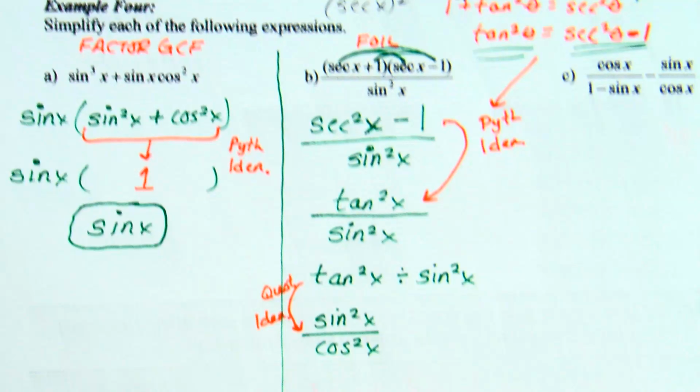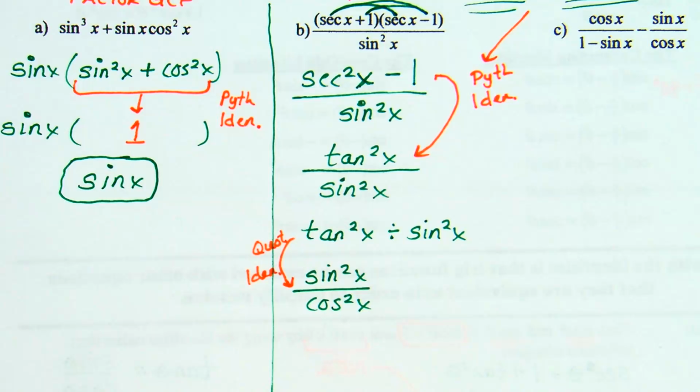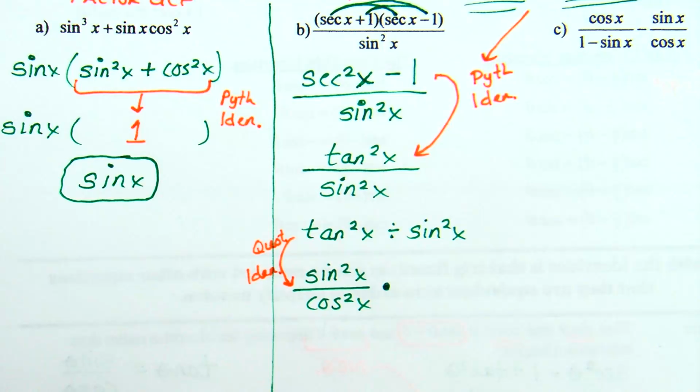Not quite there, but yes. Okay, so tangent squared x, because tangent is sine over cosine, then tangent squared is sine squared over cosine squared. How do we divide when we get fractions involved? Yeah, you flip that second fraction. Officially, my wording is multiply by the reciprocal.